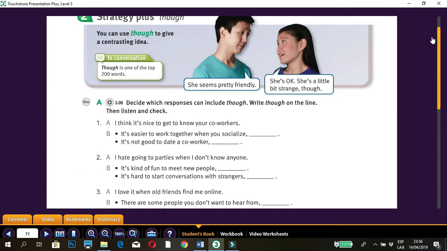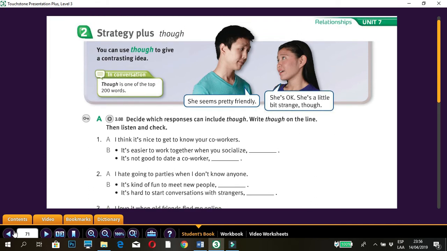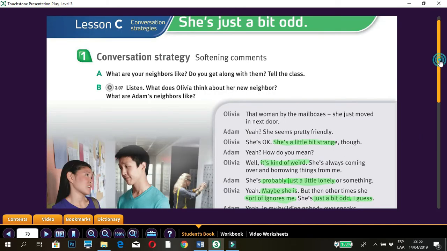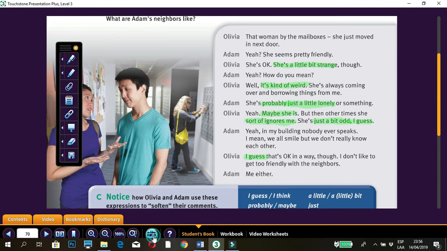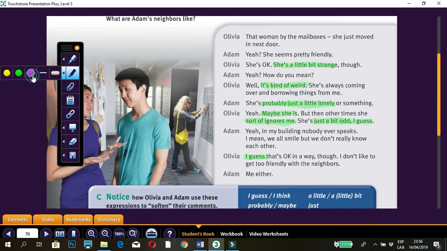Let's see, for example, in the dialogue, how they use the word though. Let's use another color then. Look at this. She's okay. She's a little bit strange though. I guess that's okay in a way though. So we are using though two times. What is the meaning of though? Though is a word that is very similar to however, or but.